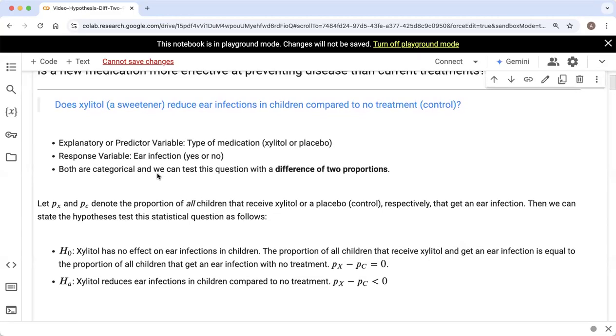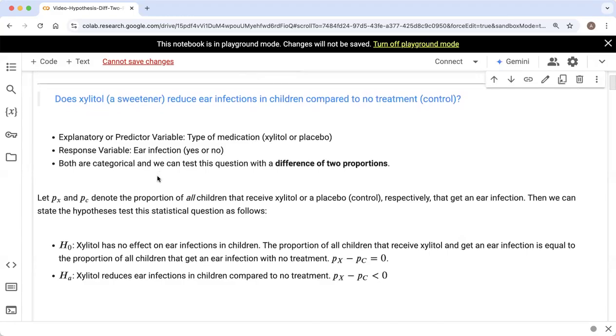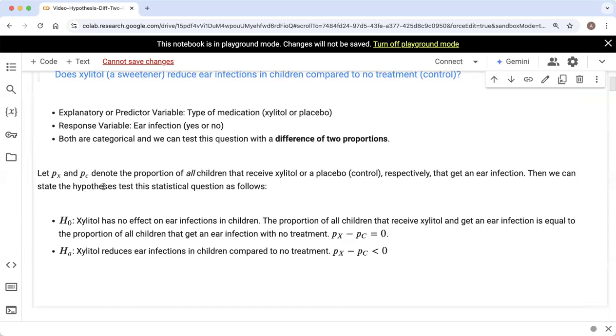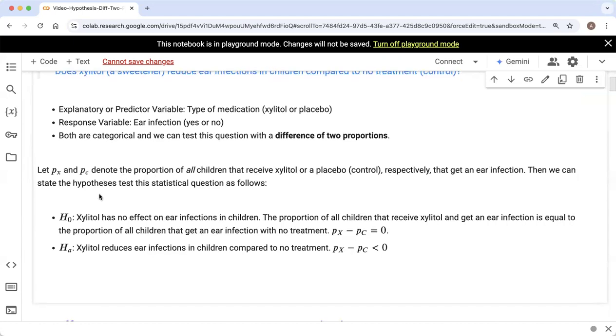So both of these variables, the predictor and response variable, are categorical. So here's where we can set up a test using a difference in two proportions. So here I'm going to let P_X and P_C denote the proportion of all children that receive xylitol or a control placebo that get an ear infection. So these are population parameters. And we don't have access to these since we're not able to perform this experiment on all possible children.